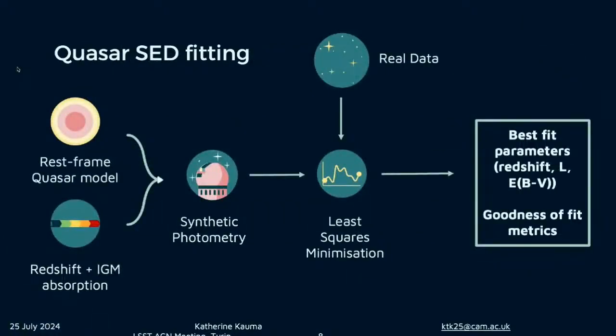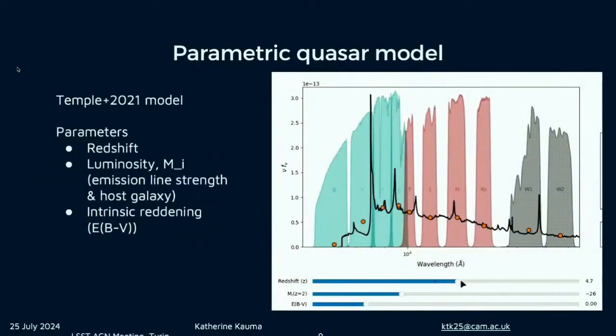So this is the general idea. We have our rest frame quasar model and a redshift and intergalactic medium absorption model that get combined, and we get an observed frame full SED. We pass that through the filters to get our synthetic photometry, and then we basically just do a simple least squares or chi-square minimization between our synthetic photometry and our data in order to find the best fit parameters, which are our redshift, luminosity, and reddening. And additionally, out of this, we get goodness of fit metrics.